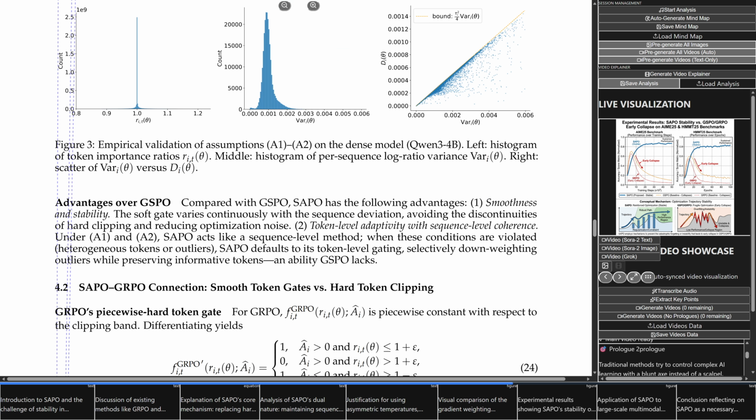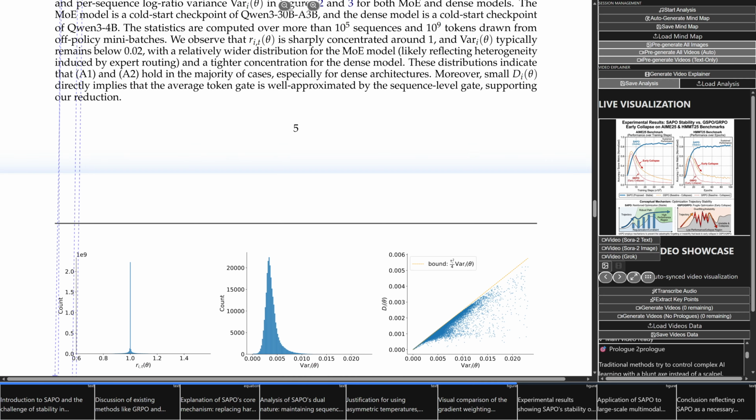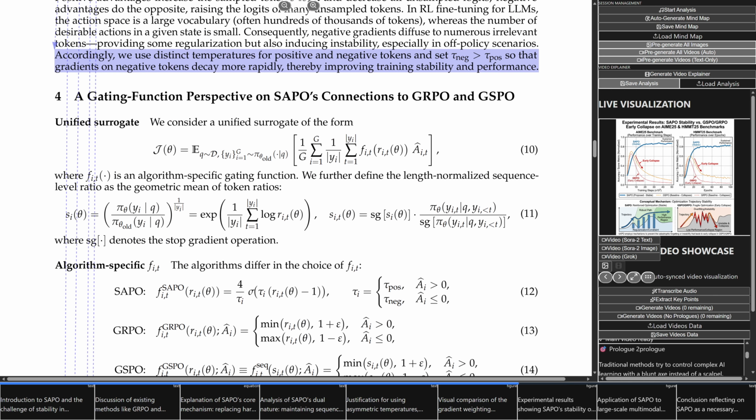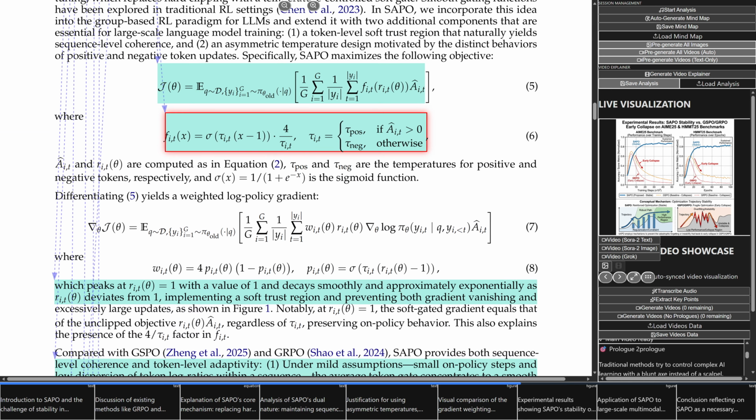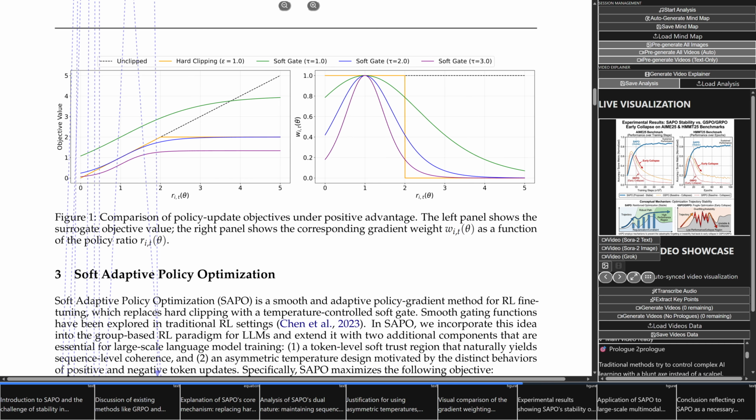There are 3 visuals that just jump right out of the paper. The first one is figure 1. It's this visual comparison of the soft gate versus the cliff. Okay. If you plotted the gradient weighting function for the old methods, GRPO or GSPO, you'd see this sharp, abrupt step function. It's a cliff where the weighting just drops to 0 outside that fixed epsilon band.